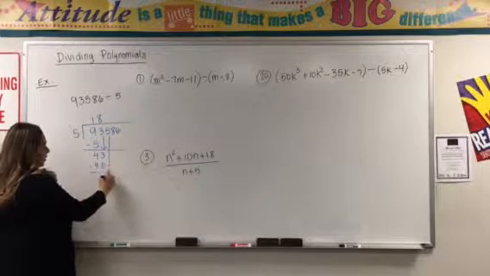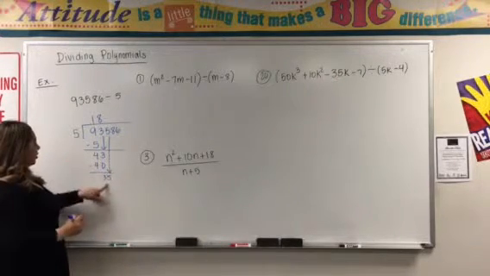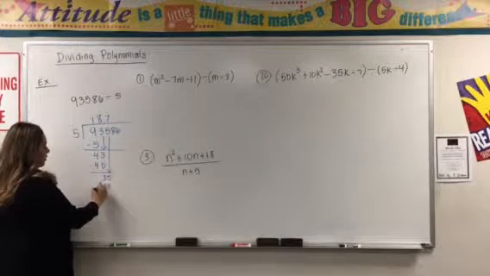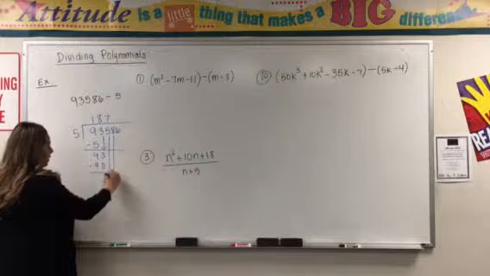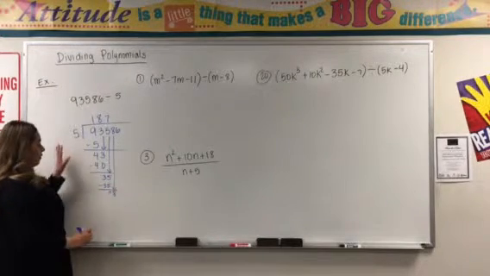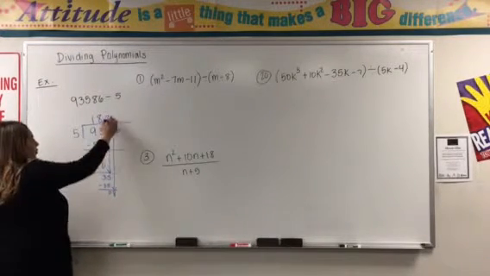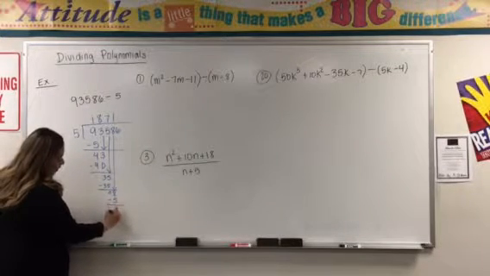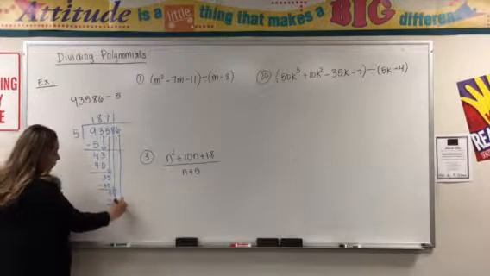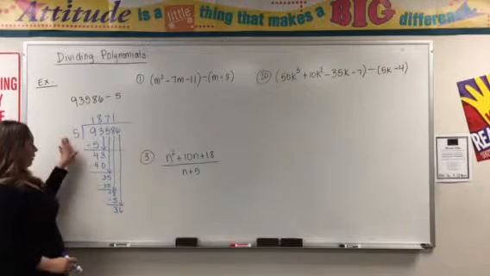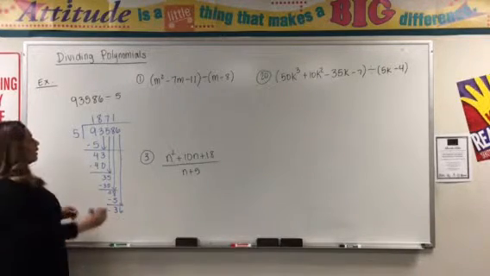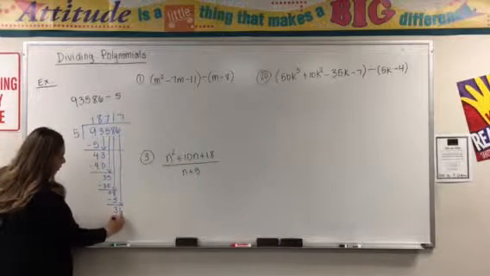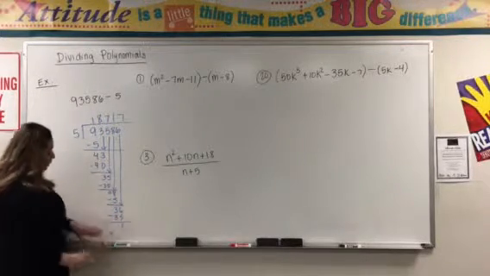Bring down our next number. 5 goes into 35 7 times. 7 times 5 is 35. So that gives us 0. We bring down the next number, which is 8. 5 goes into 8 one time. 1 times 5 will be 5. We subtract. That should be 3. And bring down the next number. 5 goes into 36 7 times. 7 times 5 is 35. And this is our remainder.